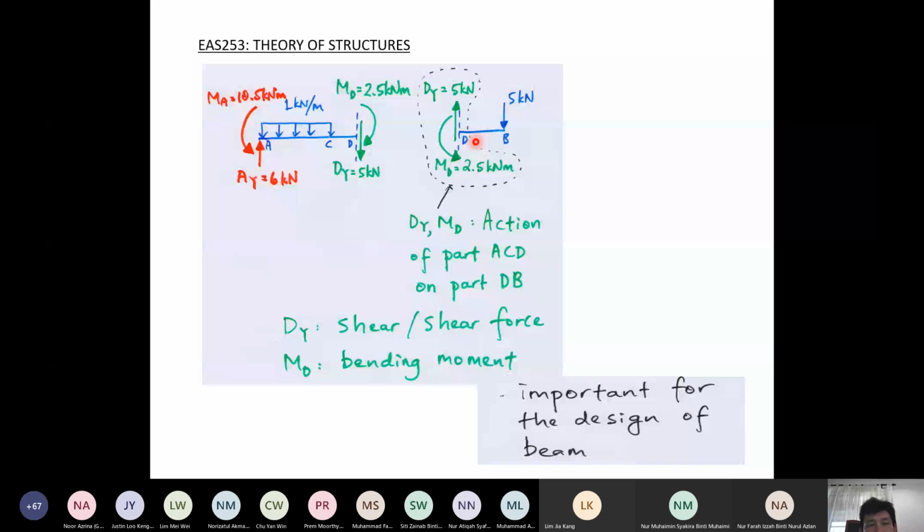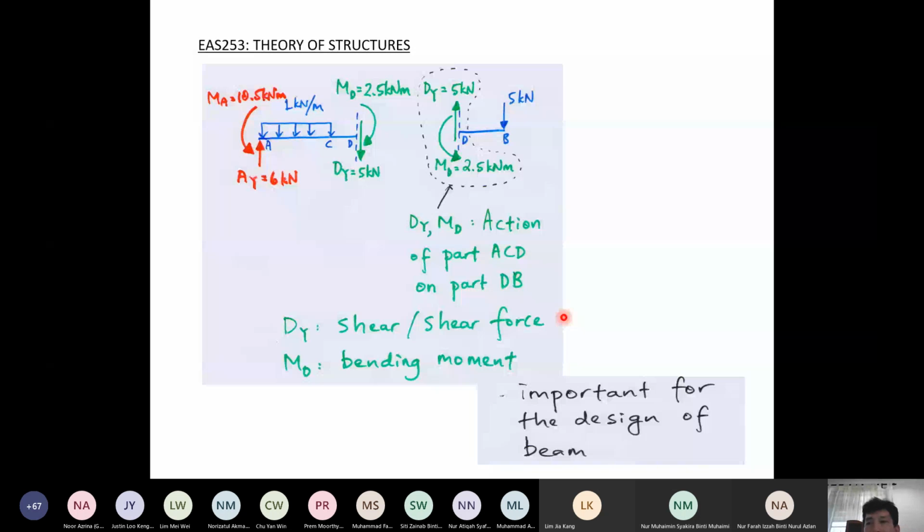So the internal forces that are important for beams and frames are shear force and bending moment. For beams and frames, there will be one additional, which is the axial force. And you can recall from EAS152, you have learned this. Okay? And shear force and bending moment are important starting from year 1, year 2, because they are important for the design of beams and also for the design of frames.